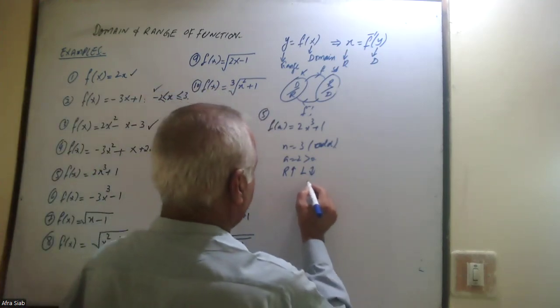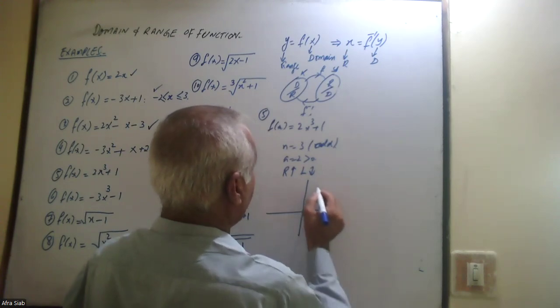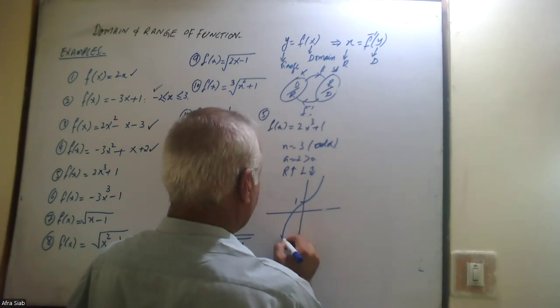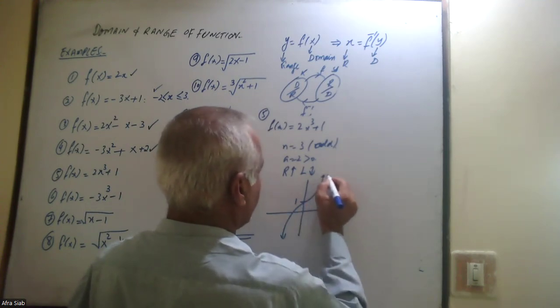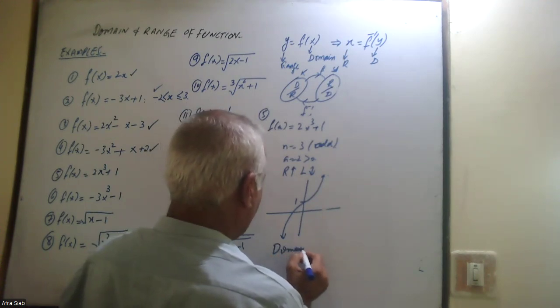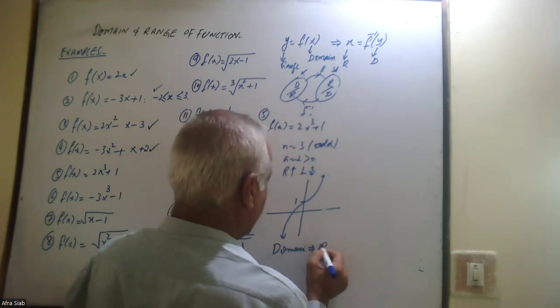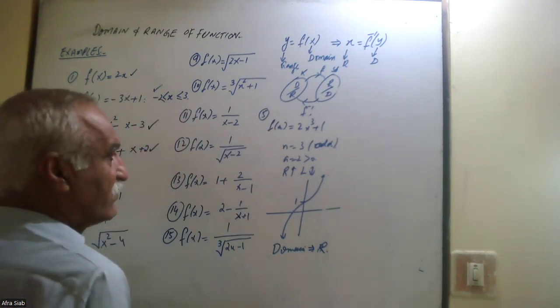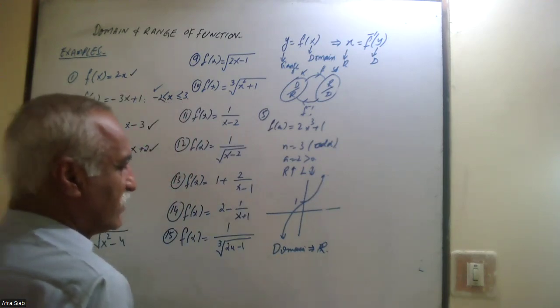So we have drawn the graph of this. It is like this. So the right side is upward, left side is downward. So the domain of this graph is all real numbers, because whenever it is a general polynomial, the domain is what? All real numbers. Whatever values of x you put, you can get the value of y there.